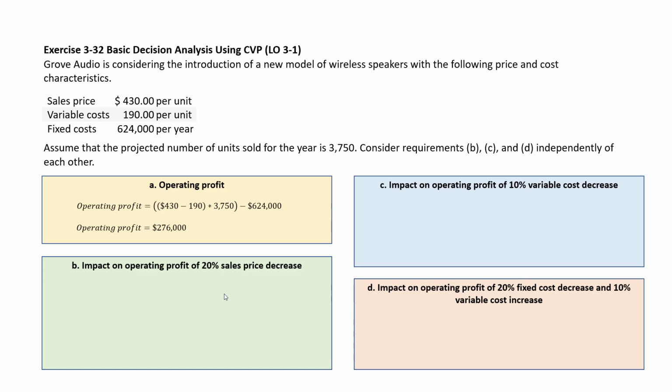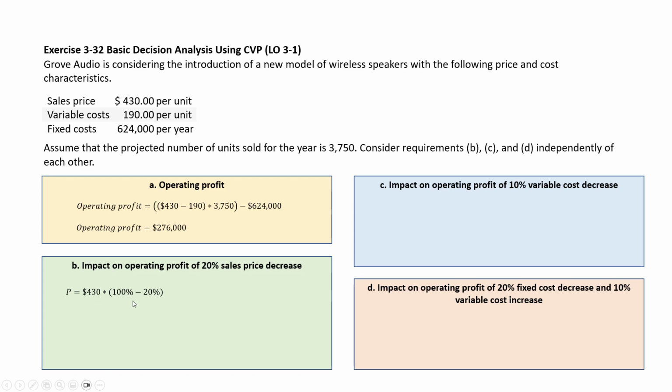And CVP analysis says, how does that change? What's the what if scenario? Well, what if the selling price goes down by 20%? Selling price goes down, contribution margin per unit goes down, ultimately operating profit goes down, but let's figure out by how much.